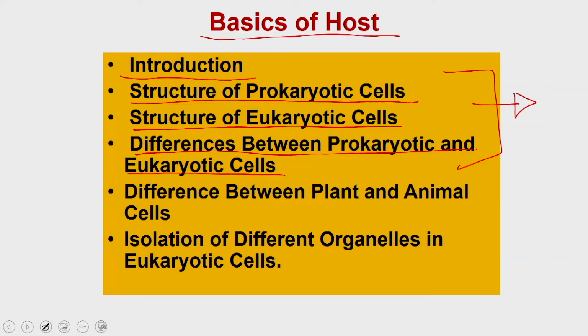Then we have also discussed the difference between the plant and the animal cell, and then at the end, in lecture 3, we have also discussed the isolation of different organelles, or the fractionation strategies, from the eukaryotic cell, as well as the isolation of the periplasmic fraction from the prokaryotic cells.